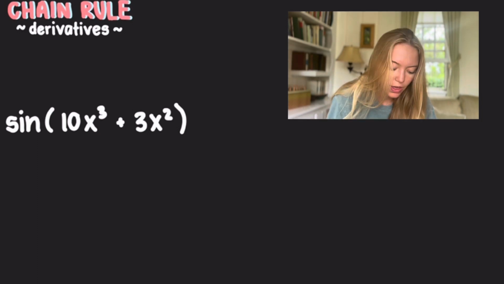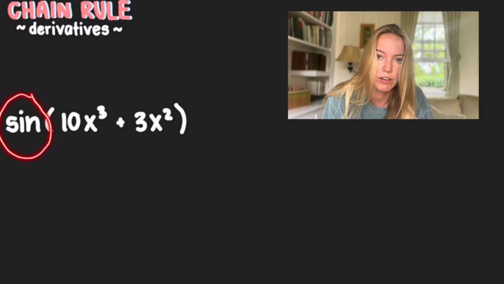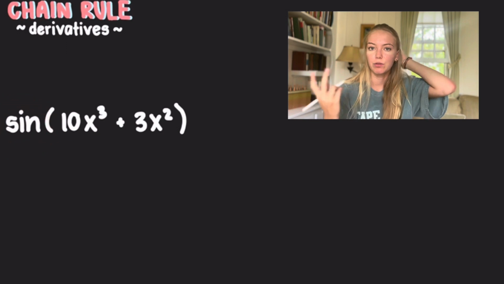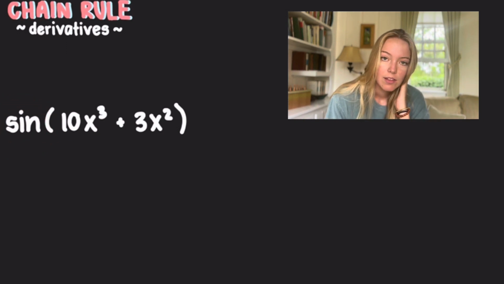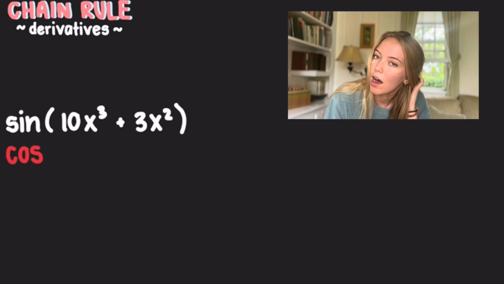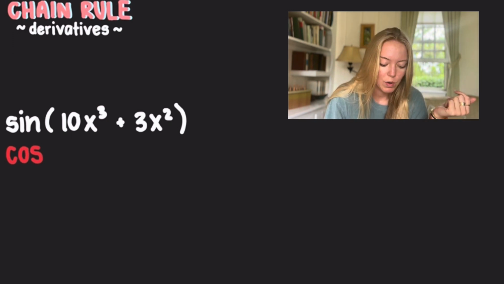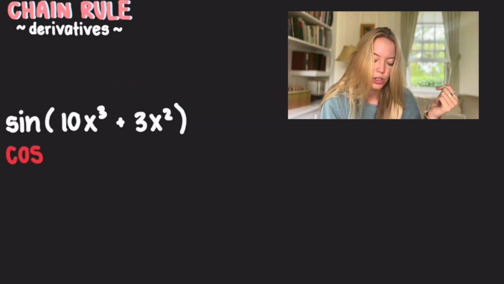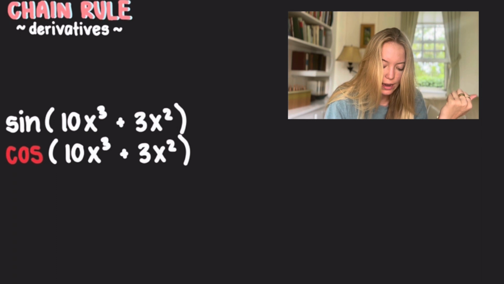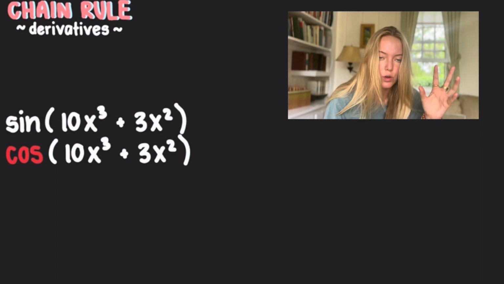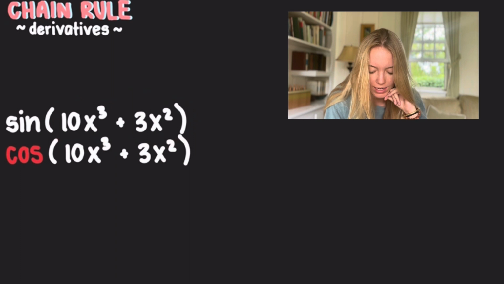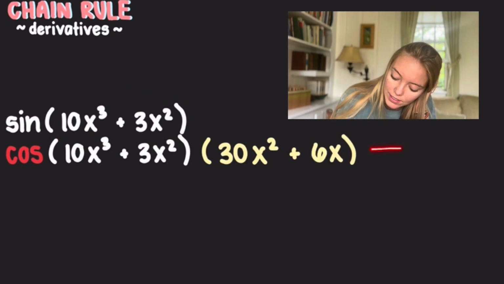So the first step to take this derivative is to find the outside function and take the derivative of that. The outside function is what it sounds like. It's whatever's on the outside of the function. So this sine is on the outside. So first we have to take the derivative of sine, which is just cosine. Next step, kind of part of the first step of the chain rule, is we leave whatever is in parentheses the same. So this 10x cubed plus 3x squared is going to stay the same. Then the second step, the last step, is to multiply this derivative by the derivative of the inside function. So the derivative of the inside function is going to be 30x squared plus 6x. So this is going to be your answer.